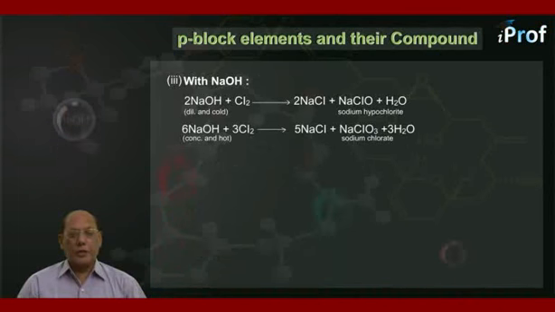Third reaction is reaction with sodium hydroxide. 2NaOH, that is dilute and cold, plus chlorine. The products are NaCl plus NaClO plus H2O. The compound NaClO is known as sodium hypochlorite. Then 6NaOH, concentrated and hot, plus 3Cl2. We get 5NaCl plus NaClO3, that is sodium chlorate, plus 3H2O.